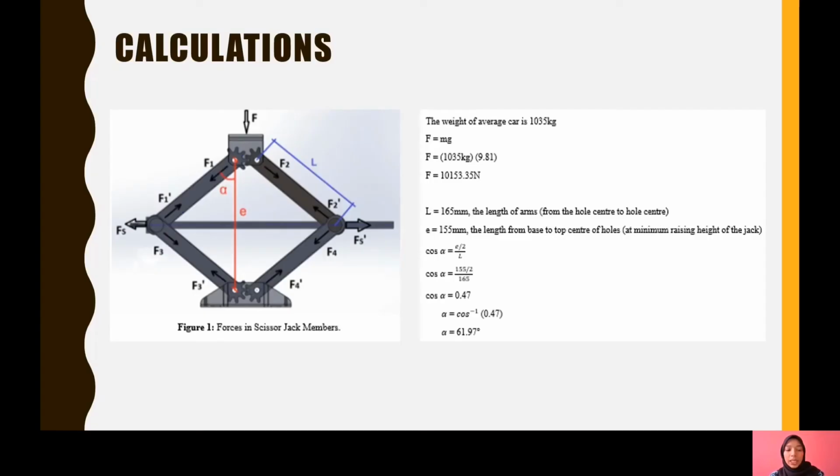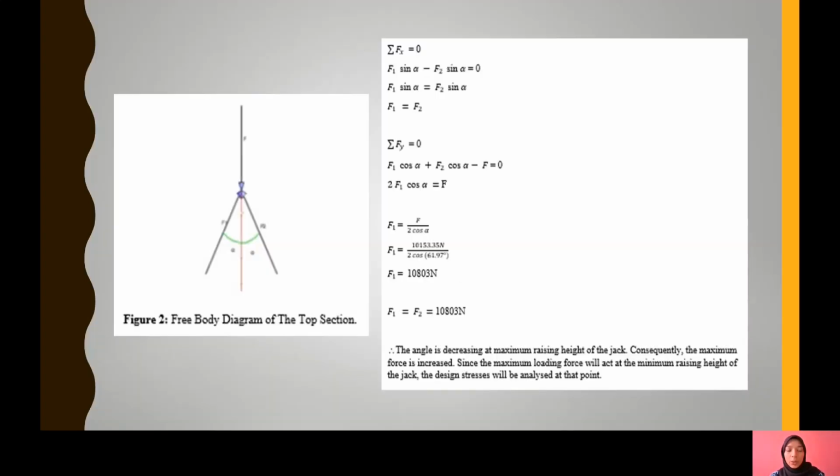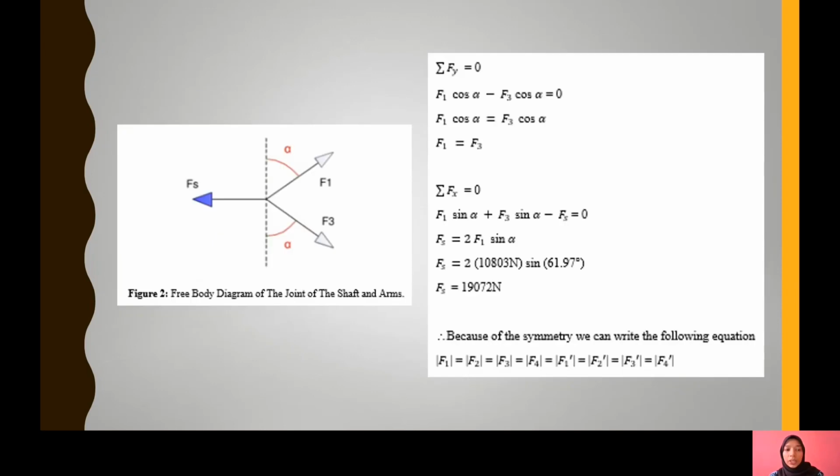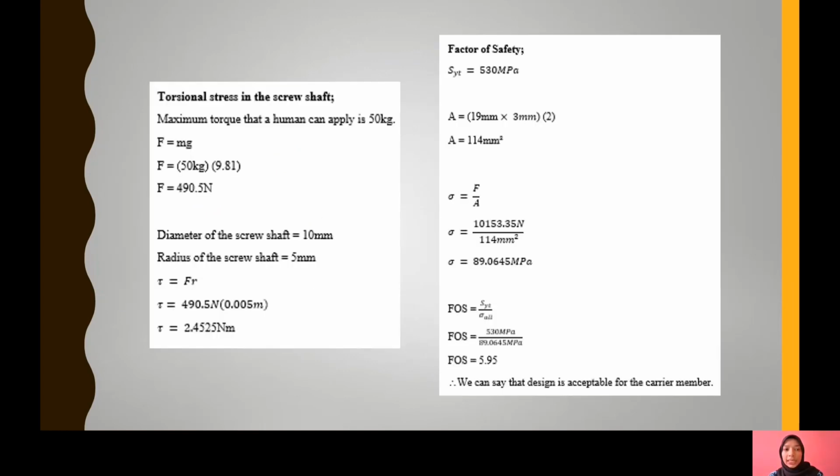Here are the sample calculations for the scissors car jack. Figure 2 shows the free body diagram of the top section. Figure 3 shows the free body diagram of the joint of the shaft and arms. Torsional stress in the screw shaft. Factor of safety.